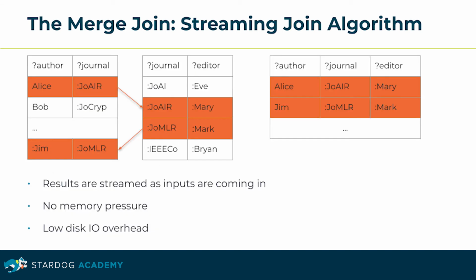The merge join is efficient because disk I/O is low, because when the data is indexed, it's usually possible to seek to the row, or the triple in this case, and this has a particular value on the join key without reading all the data in between. So results are streamed as inputs are coming in. There's no memory pressure, because as the results come in, we send them back out. And there's the low disk I/O overhead.